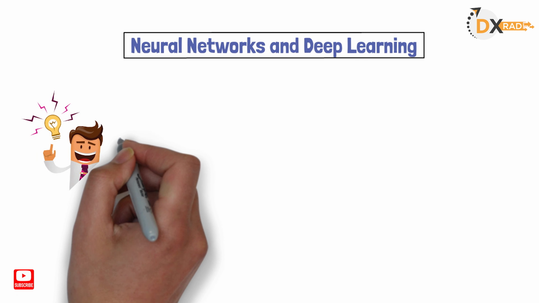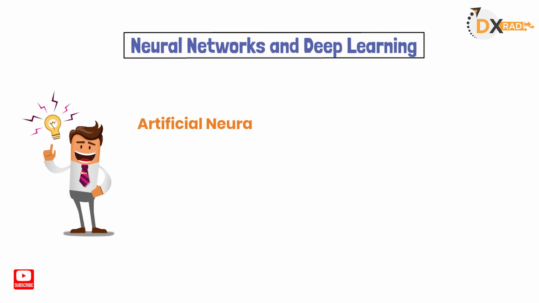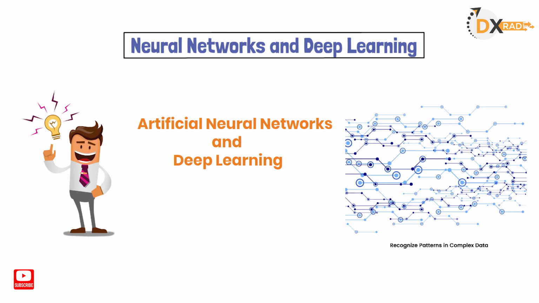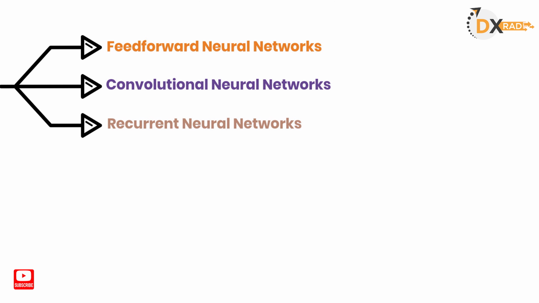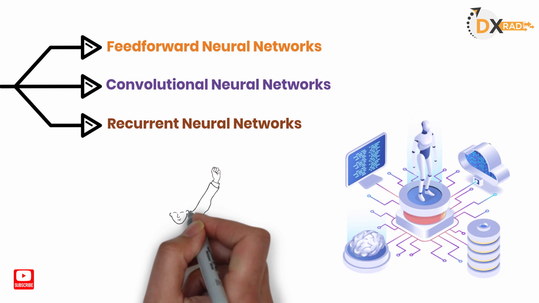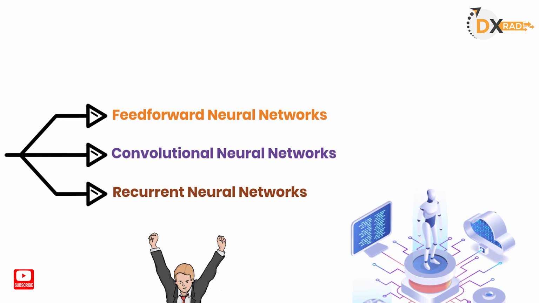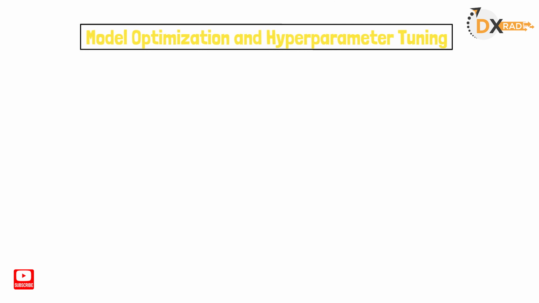Neural networks and deep learning. Moving on to more advanced topics, we'll discuss artificial neural networks and deep learning, which are used to recognize patterns in complex data. We'll cover feed-forward neural networks, convolutional neural networks, and recurrent neural networks, and how to evaluate deep learning performance using metrics such as loss and accuracy.